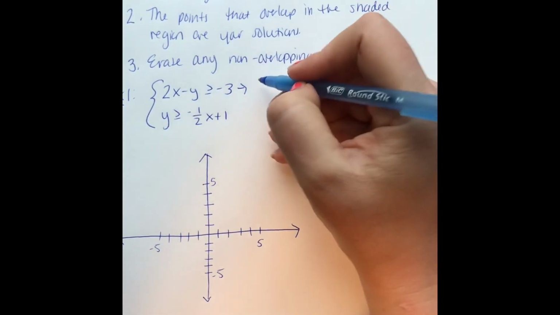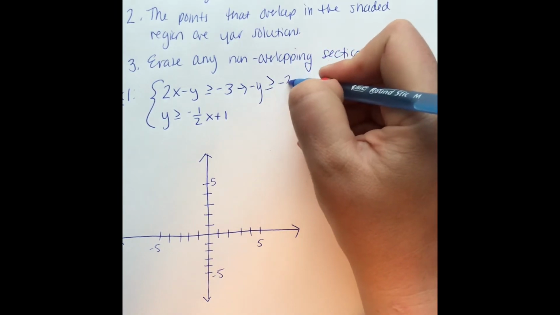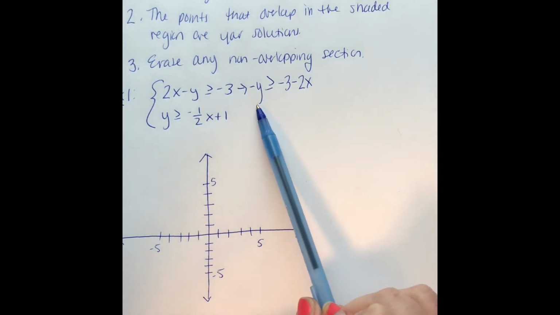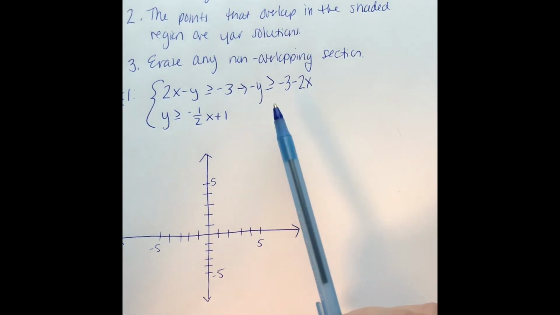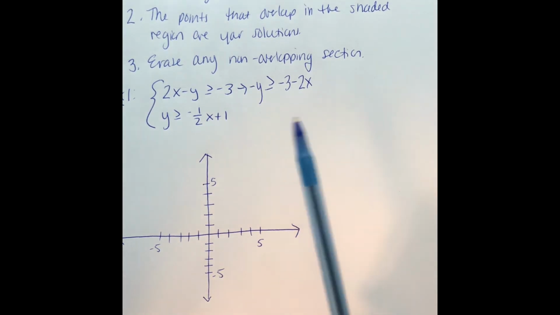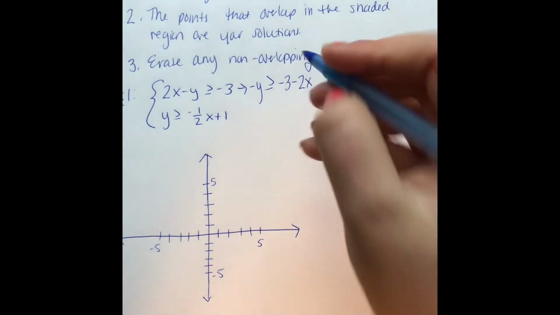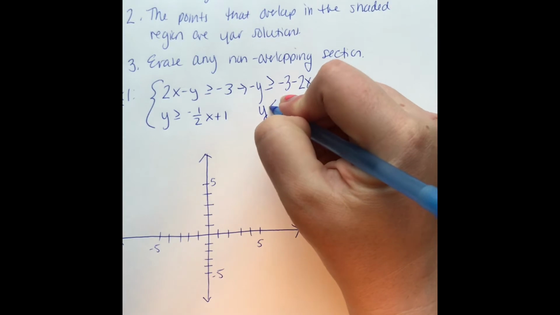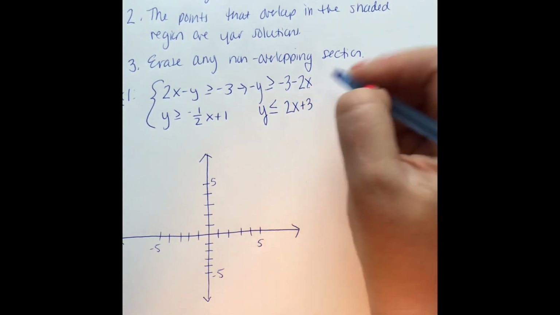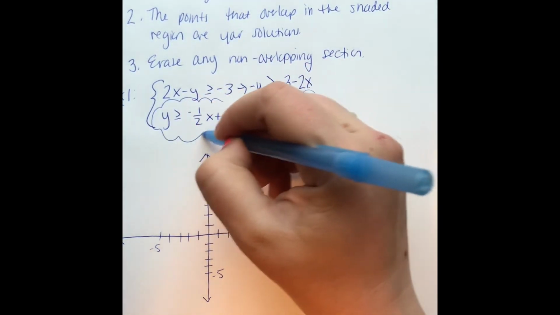So I'm going to subtract 2x from both sides. So I have minus y is greater than or equal to -3 minus 2x. But remember, y is not totally by itself, so I'm going to divide both sides by -1. And remember, when you're dealing with inequalities, if you divide or multiply both sides by a negative, you have to flip the sign. So we're going to have y is less than or equal to 2x plus 3. This is inequality number 1. This is inequality number 2.